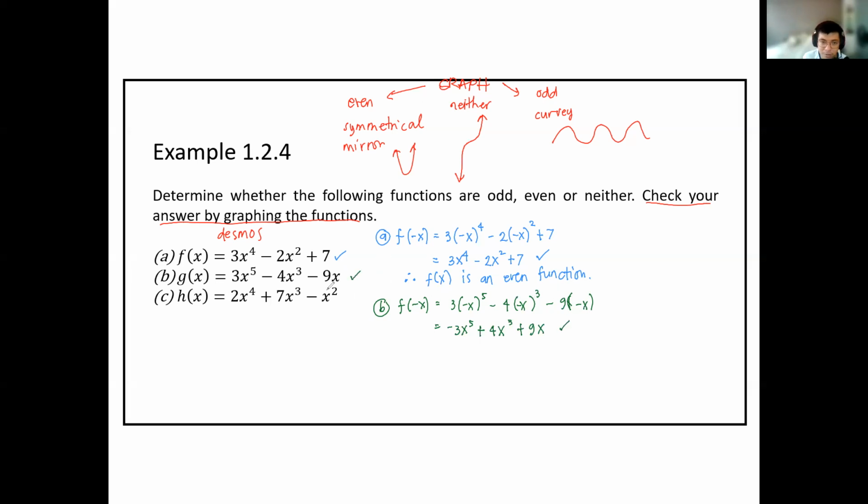notice that the operations are reversed, di ba? So this one now has a negative, the original is positive. The second term was minus, the second term is plus now. The third term was minus, the third term is now plus. So meaning all the operations have been reversed. So therefore, we can say that this function is an odd function. So g of x is an odd function.